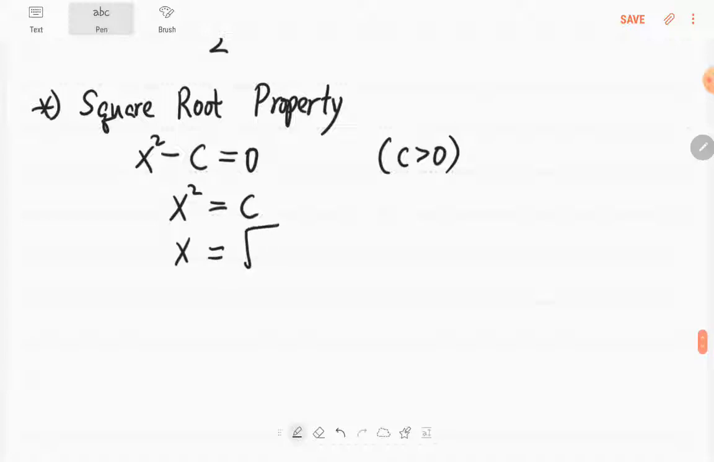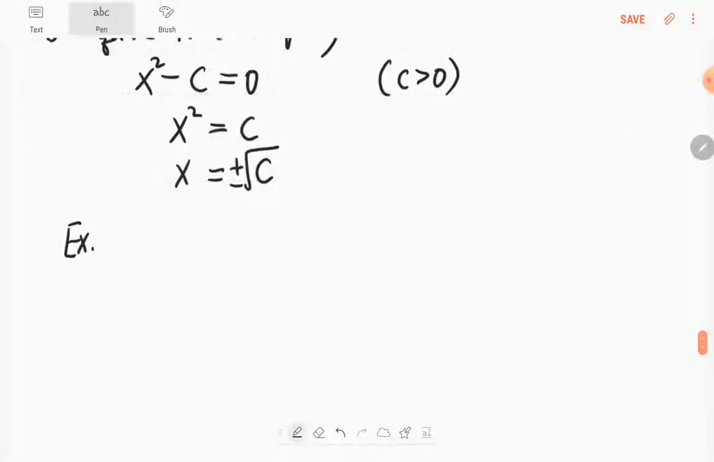Then many students will write this one would be your solution. But keep in mind, actually, we have two solutions. One is positive, the other one is negative, because if you square it, this negative would be a positive. Okay, so if you have this kind of problem, let's look at how we want to use the square root property to solve the problem.